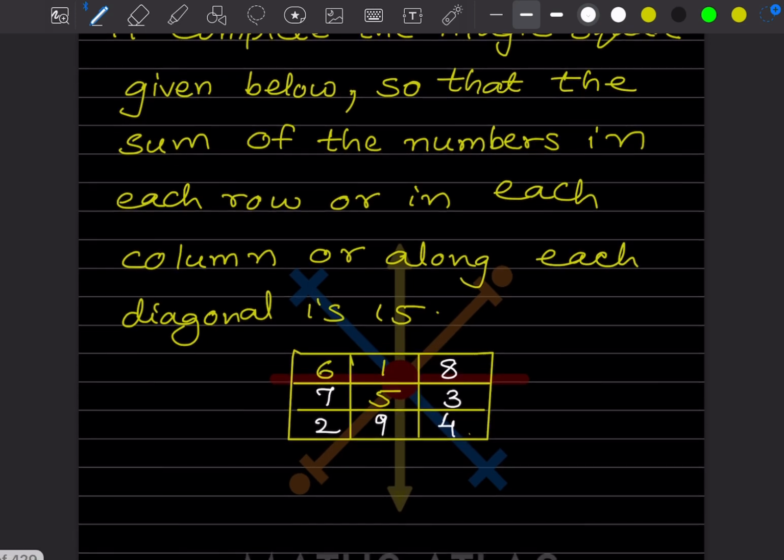So hope this is clear. So now you can check all. This is also 15. This also is 15. This also is 15. If we check this one, this is 15. If we check this part, this is 15. If we check this part, this is 15. So that's done.